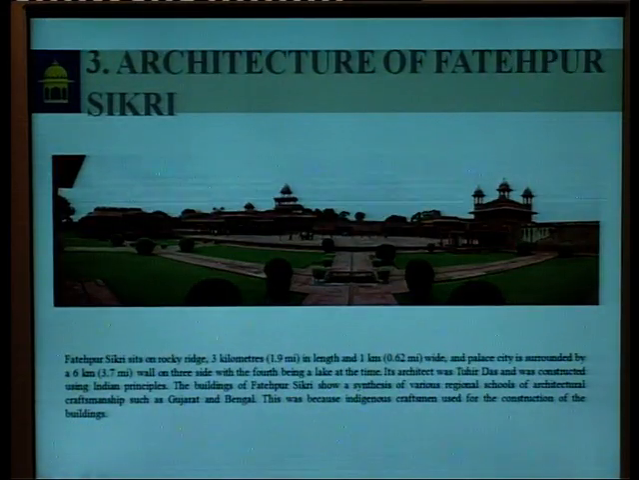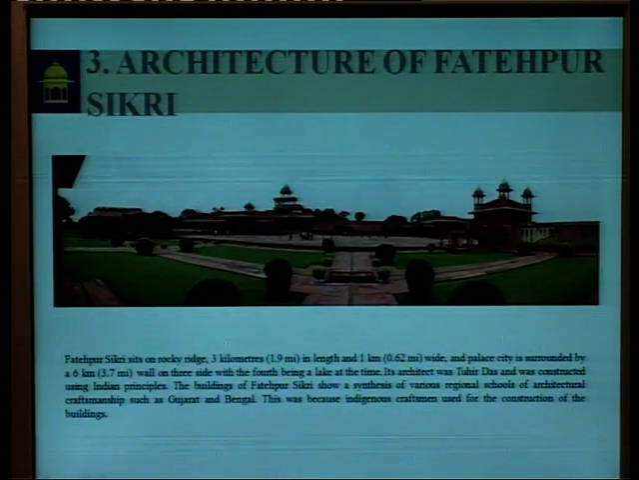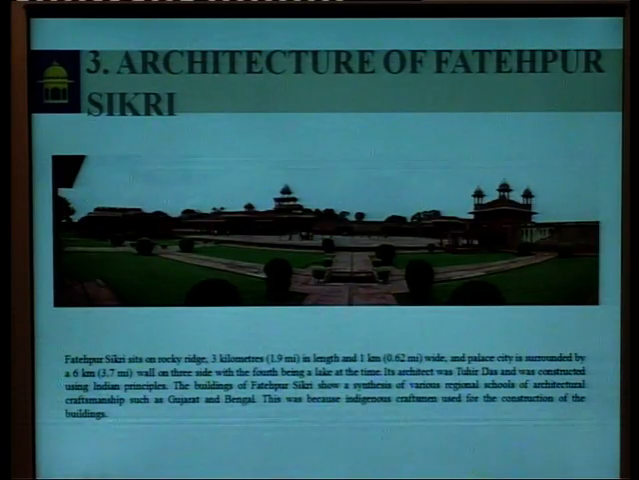This is again some brief background about the architecture of Fatehpur Sikri. Fatehpur Sikri sits on a rocky ridge, so that is why there was a problem of water. It was on a height. The city which was planned was almost 3 kilometers in length and 1 kilometer in width, and the palace city is surrounded by 6 kilometers of wall on 3 sides, with the fourth being a lake at that time. Its architect was Tuhiid. The entire town planning of Fatehpur Sikri was done by an architect named Tuhiid, and was constructed using Indian principles, like Hindu principles.